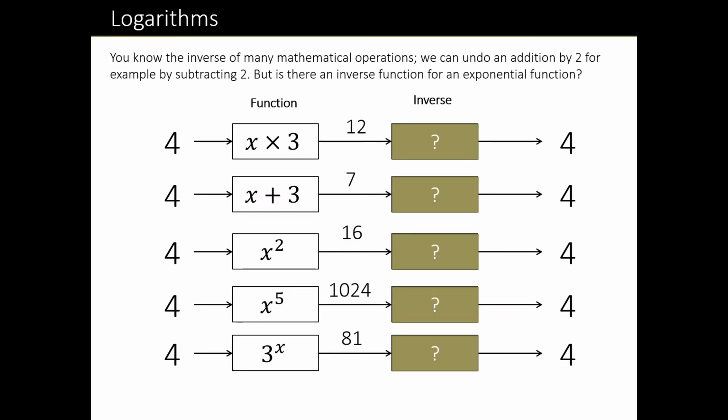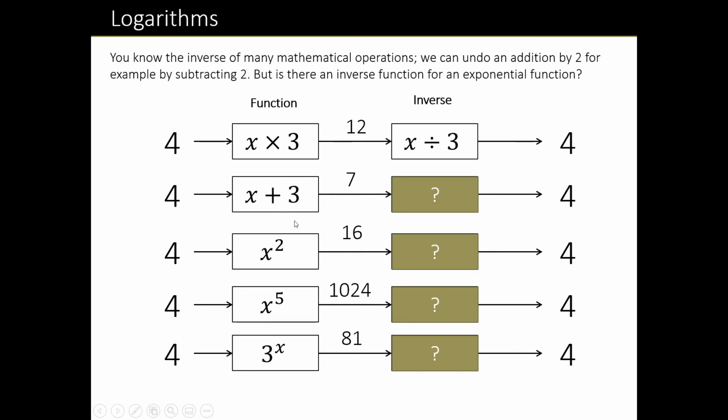So a logarithm is an inverse function. So let's look at what we mean by inverses. If the function was 3x, so x times 3, our inverse would be dividing by 3. And when we apply an inverse, it brings us back to where we started. So 4 times 3 gives us 12. If we do the inverse, we're dividing by 3 and it brings us back to 4.